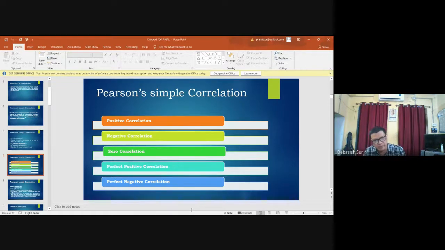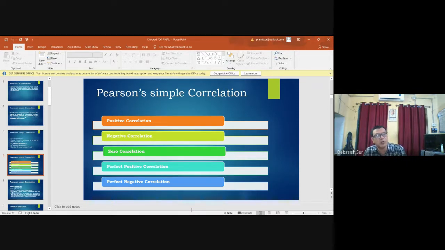is called positive correlation. Generally, we find positive correlation in case of correlation between age and weight, between height and weight, between cost and profit. That means if age increases, weight increases. If height decreases, weight decreases. If cost increases, price increases. So there is a positive relationship between age and weight, or height and weight, or cost and price.